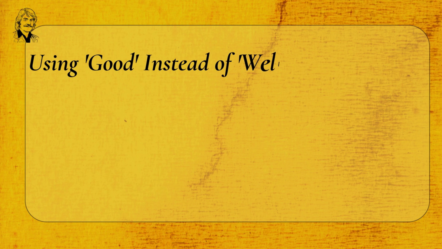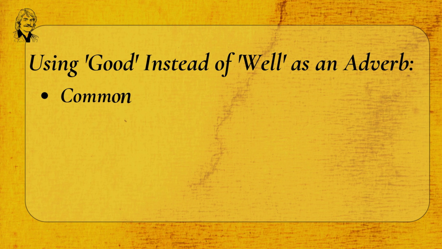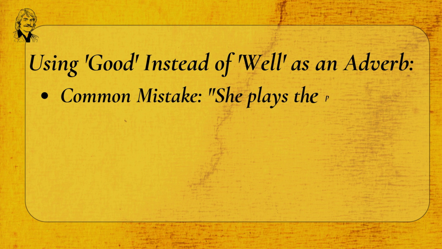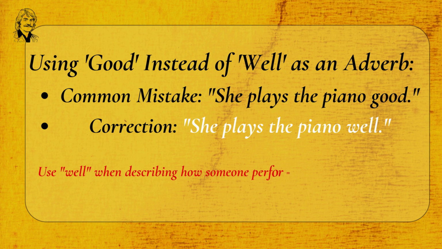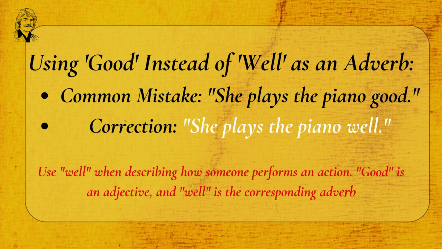Using good instead of well as an adverb. Common mistake: She plays the piano good. Correction: She plays the piano well. Use well when describing how someone performs an action. Good is an adjective and well is the corresponding adverb.